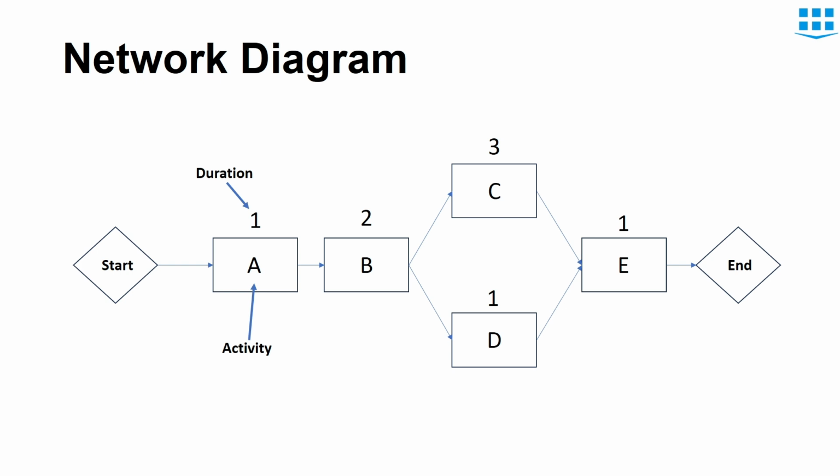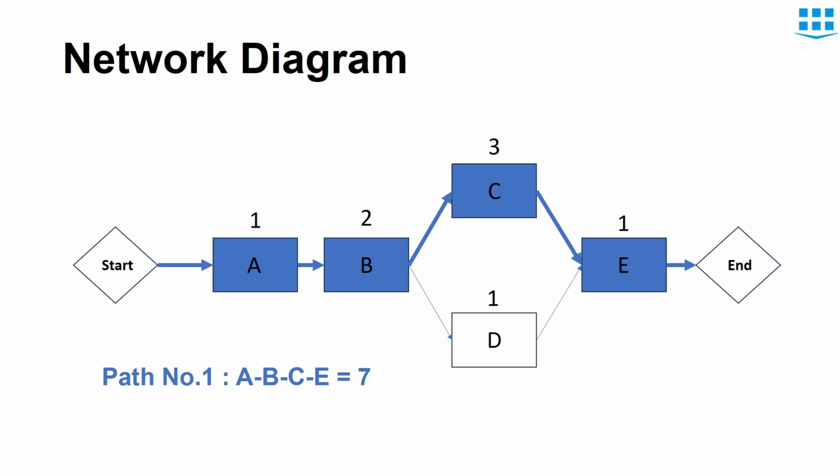We first have to calculate number of paths in this network diagram. Since this is a simple project, it has few number of paths. We can see that one path is A, B, C, and E, and other path is A, B, D, and E, like this. Path number 1 is A, B, C, E. The total duration of this path is 7 days. It is calculated by adding the duration of each activities.